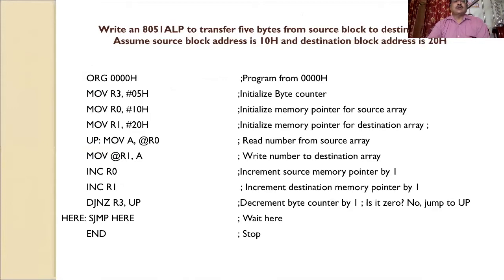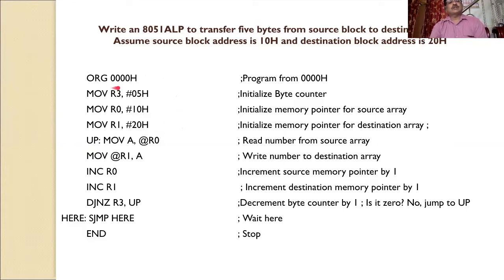To understand how to write and execute the programs, let us go through one simple program of block transfer. In this program, the block that is stored from memory location 10H onwards, a total of 5 bytes, is to be transferred from 10H to the 20H location onwards. So let us go through the program.